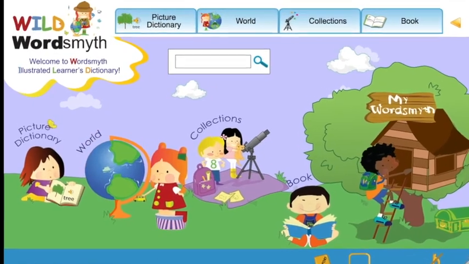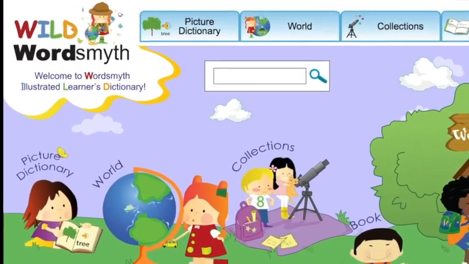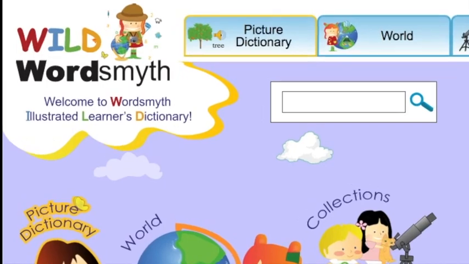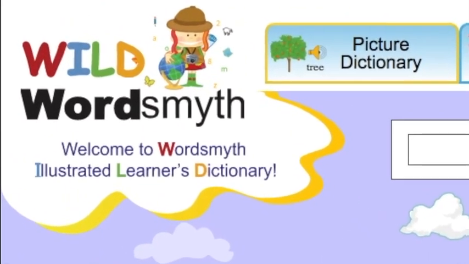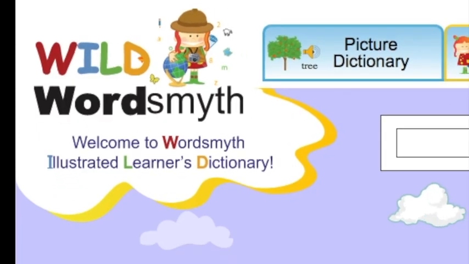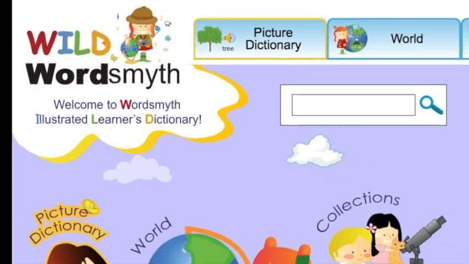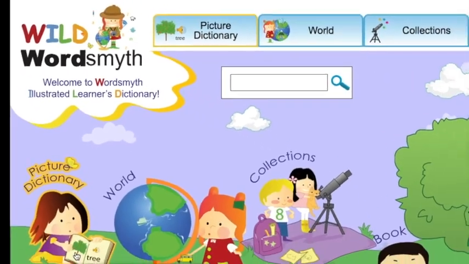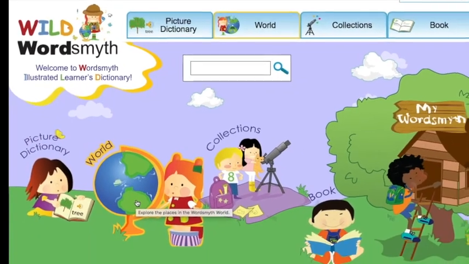Welcome to Wild. Wild, Wordsmyth's Illustrated Learner's Dictionary, is an interactive multimedia environment for learning about words and the world. Wild contains 4 main entry points providing different modes of exploration. These entry points are tabs located at the top of the page.